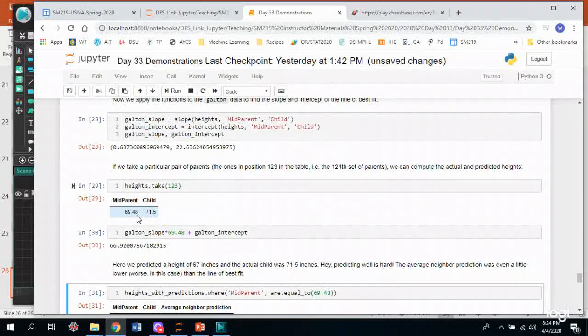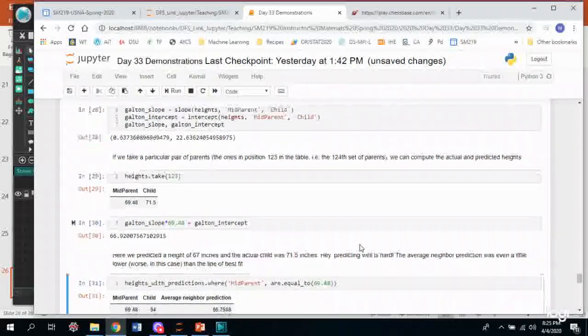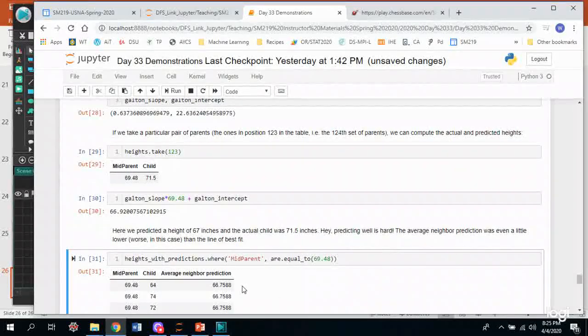So here's a parent-child combo with their heights, and to predict the child's height, we take the slope, 0.63, and we multiply by the mid-parent height, which is our x-coordinate, we add the y-intercept, and then we get this number, which is just below 67 inches, and that would be our prediction of the height of the child. In fact, our prediction is pretty far off here. The child was actually 71.5 inches. And hey, predicting's hard. It's not so easy to predict well. The average neighbor prediction was even a little worse. If you look at the average neighbor prediction, they were even further off than ours.